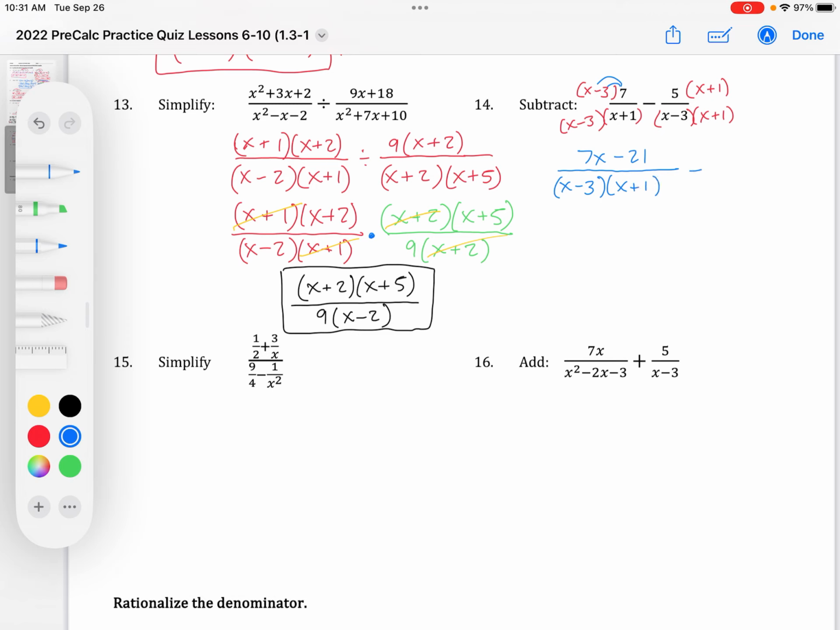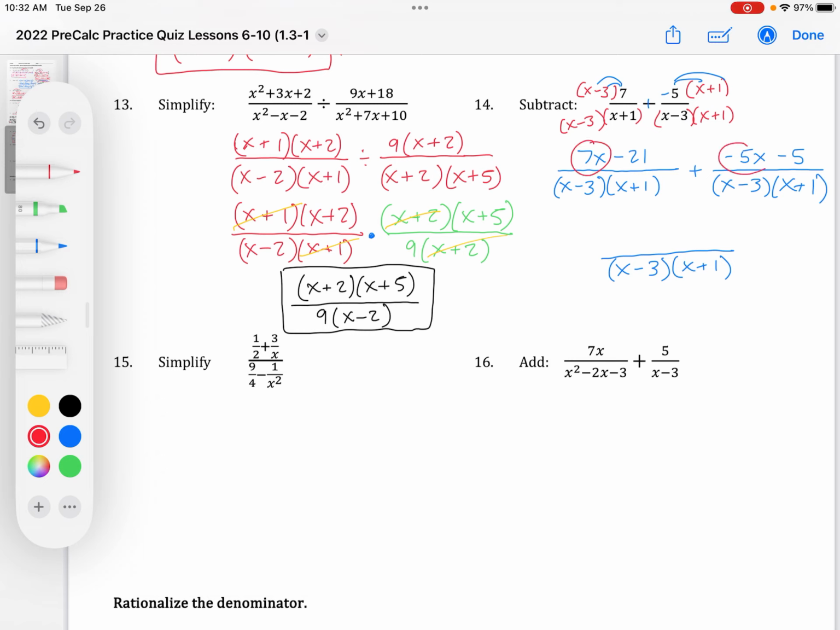minus, and then I'm going to actually do this. I'm going to make this plus a negative. So let's make this plus and then distribute a negative 5. So we get negative 5x minus 5, all over x minus 3 times x plus 1. Okay, we know our answer is going to be over x minus 3 times x plus 1, because that's our common denominator. And now in the numerator, we can just combine like terms.